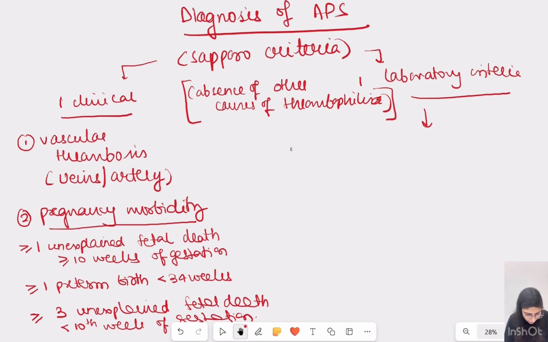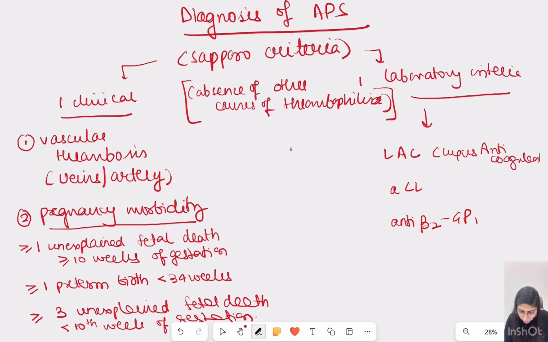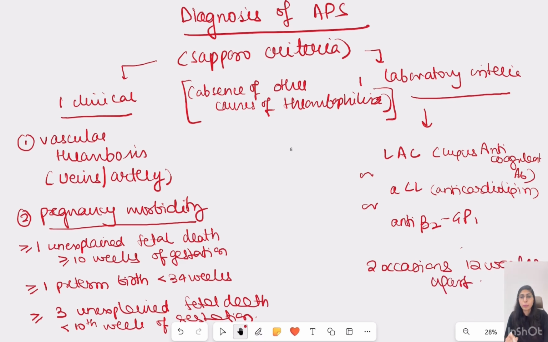Now, out of these 3 antibodies, any antibody: lupus anticoagulant antibody, anti-cardiolipin antibody, and anti-beta-2 GP1. On 2 occasions 12 weeks apart. If the patient has positive antibodies, you need to repeat the test after 3 months, after 12 weeks, right? So 2 occasions 12 weeks apart. If any of these antibodies are there, your laboratory criteria is fulfilled.